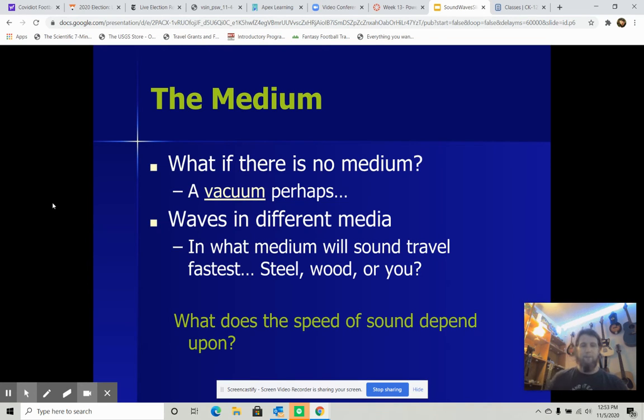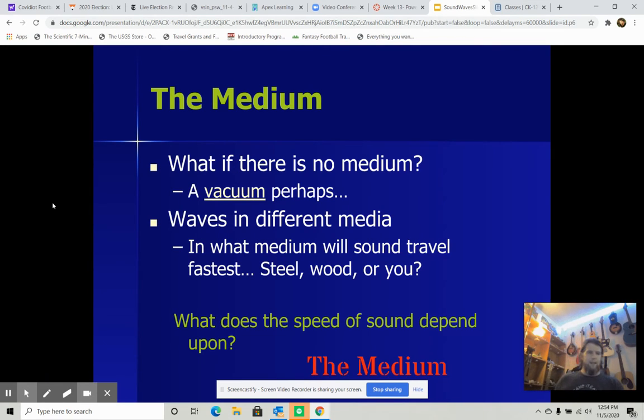Now, waves in a different medium, or media if it's multiple. If you think about in which medium sound would travel faster, steel, wood, or you, think about how well something can be elastic. What does the speed of sound depend on? The medium. Steel does not really have many elastic properties. Wood has a little bit more give and can return to its original shape. And then you think of you.